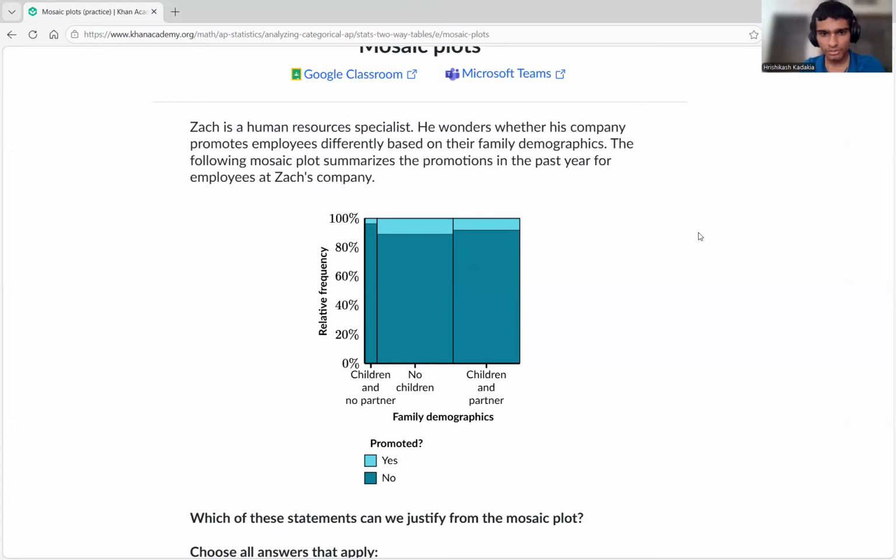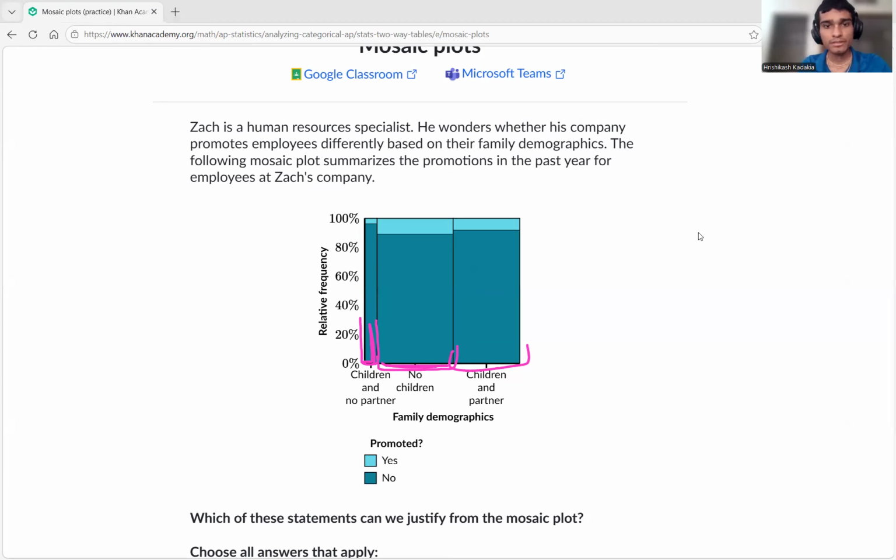Now the bulk of the people are actually children and no partner, so singles are very few here. In the company, the singles are very few. The majority of the people are with no children, maybe just couples, or someone with just no children. And the children and partner group are considered the second subset. So first is no children, second is children and partner, and third is children and no partner.